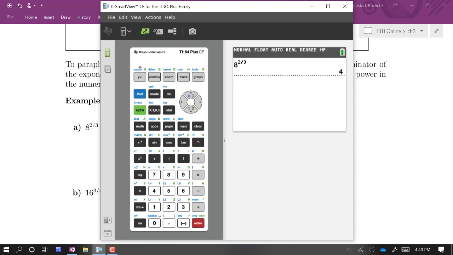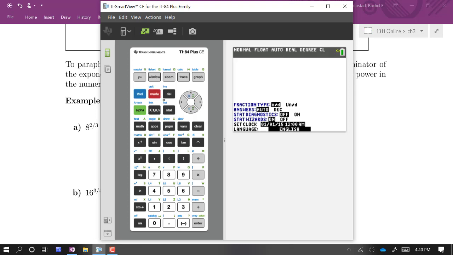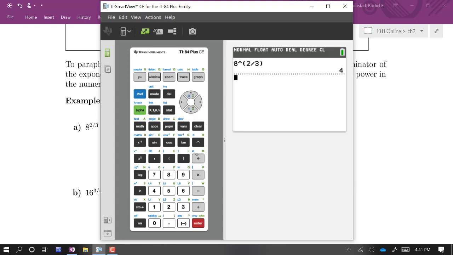Now, depending on the operating system on your calculator, if you have the older one, you'll have to use parentheses for the exponent. So when you hit the up caret key to get an exponent, it just writes an up caret, and then you've got to open up parentheses, 2 divided by 3, and that'll give you 4. Without the parentheses, it'll give you 8 squared, and then divide the whole thing by 3. And that's obviously not what we want.